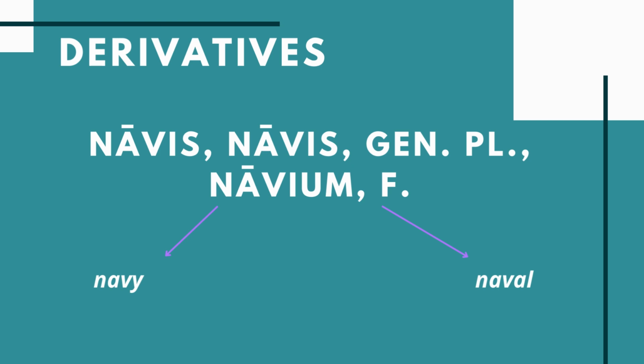A navy is all the boats you have in your military, basically. And naval, right? If you're talking about a naval academy, for instance, it's where you'd go to learn to be in the Navy. So again, it's related to the word navigare, very similar, but these English words come from this.